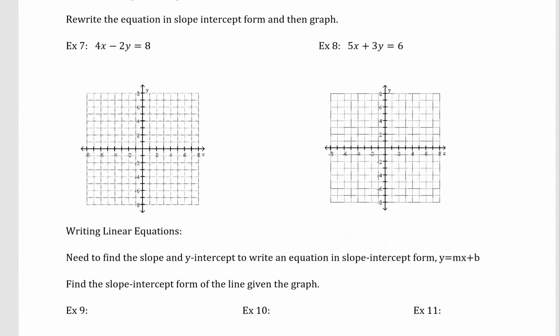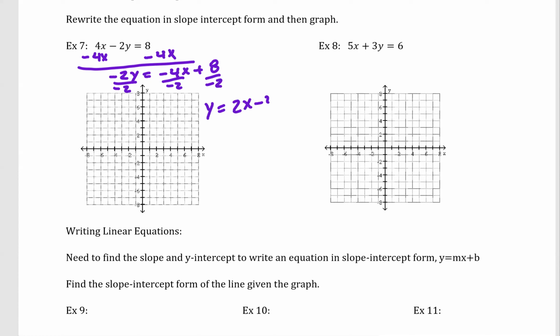Example 7 and 8. Rewrite the equation in slope-intercept form and then graph. This requires 2 steps. Step 1 is to move the x to the other side. And the next step is to divide everything by the coefficient of y. So in this case, divide everything by -2. So when you simplify, y = 2x - 4.